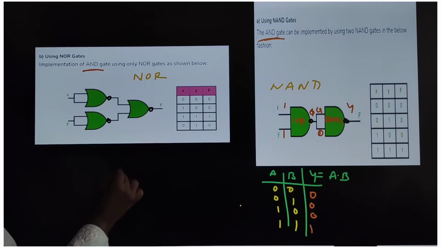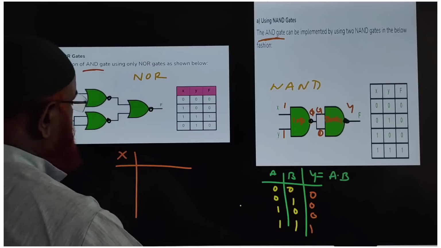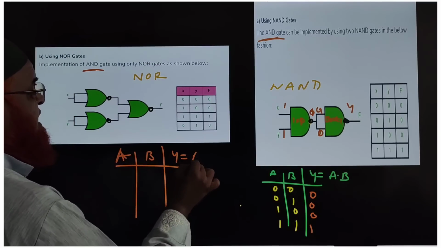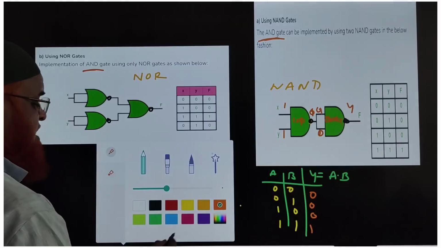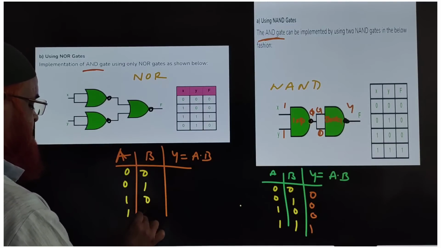Okay. So here x y, a b, output is y. It should be a dot b, no? Yes, sir. That is what we have to prove now. 0 0, 0 1, 1 0, 1 1.